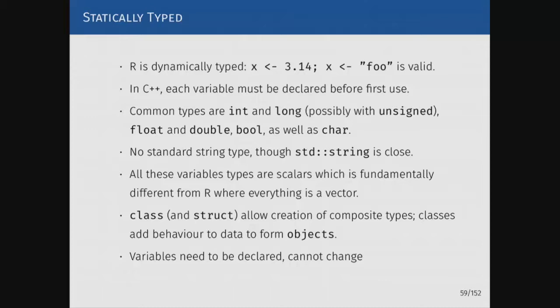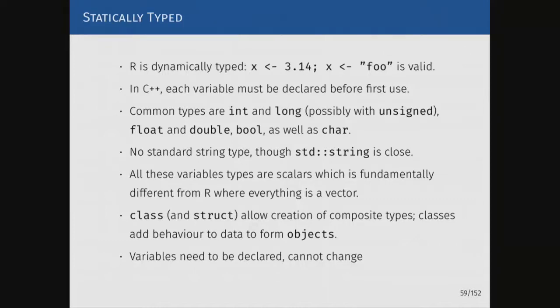Again, it's statically typed, so in R we can say x <- 3.14 followed by x <- "foo". That works. So something that started as a number can get assigned a character thing. You can generally not do that in C and C++. Variables must be declared. They must have a type before you can assign. Types are sort of things that are similar to what we have in R, with a bit more variety.